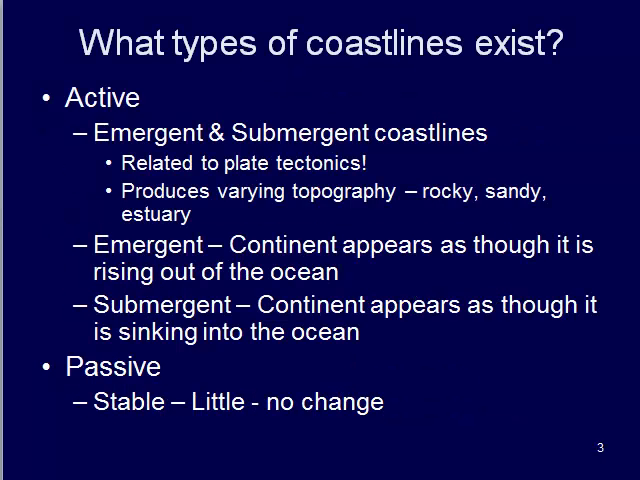So the different types of coastlines that we see, if you remember back from week 1, we talked about active versus passive coastlines. So active coastline, we have some kind of tectonic boundary present, so we have active tectonics. Passive, we don't have any type of plate boundary associated with the edge of that continent, so stable or little to no change. In active coastlines, we see emergent and submergent, so this is directly related to plate tectonics.